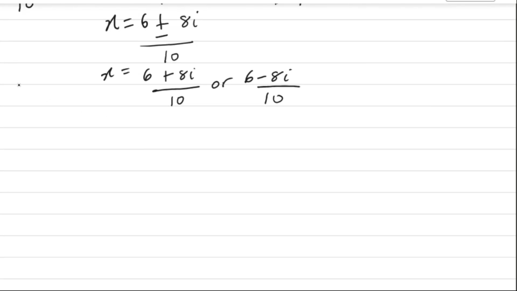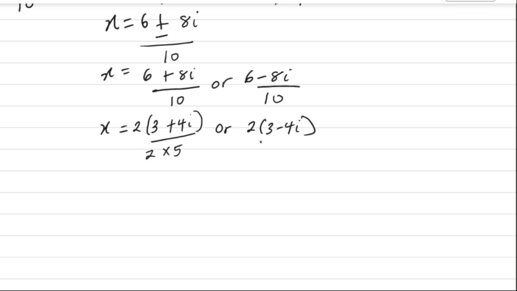Here, our x is going to give us, if we divide through by 2, or let's factorize 2 from the numerator, this will be 2 into (3 + 4i). 10 is the same thing as 2 times 5, or 2 into (3 - 4i). 10 is still also the same thing as 2 times 5. So our x here is going to give us 2 cancel 2, this (3 + 4i)/5, or (3 - 4i)/5.